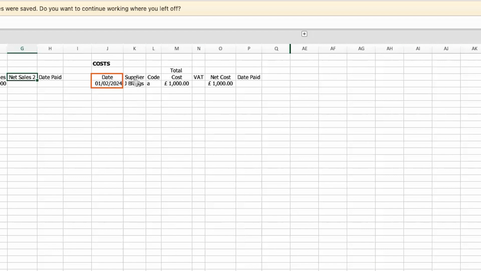So when we go on to the purchase ledger, I've already put in an example. On the 1st of February from Joe Blogs, we spent £1,000. We're not VAT registered, so we don't have to worry about it. The net cost is £1,000.